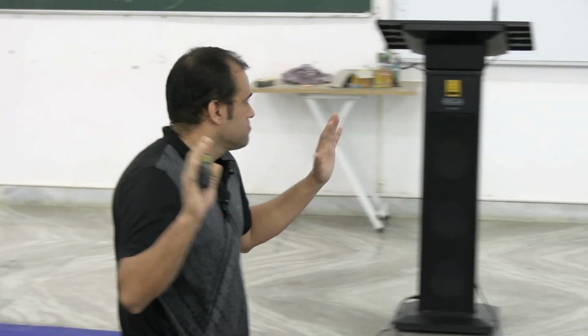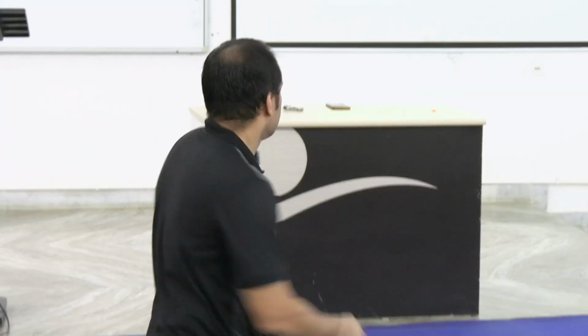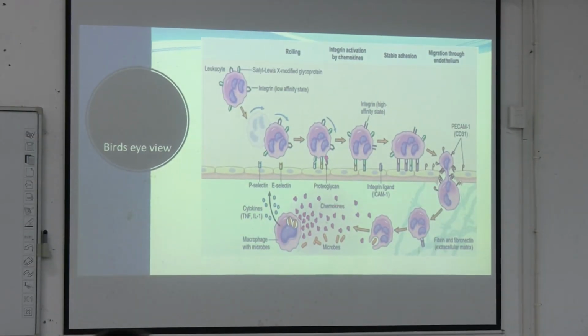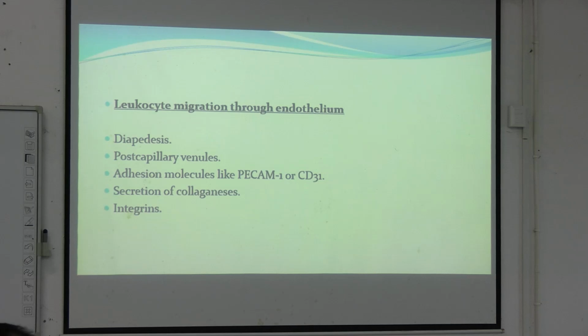Clear? This explains everything. And what stimulates them? These are all the stimulating agents: chemokines, microbes, cytokines. I have just told you all this. Now comes leukocyte rolling; it has happened, the attachment between leukocyte and endothelium has happened. Now the leukocyte has to exit the circulation.